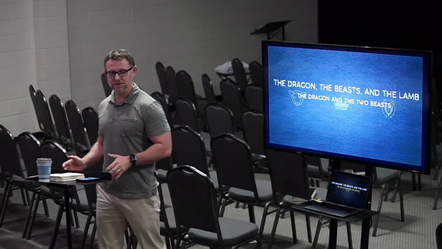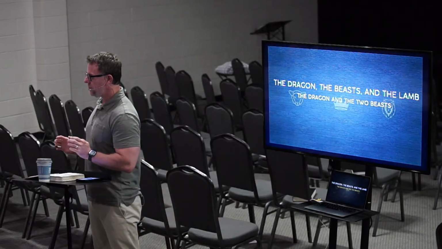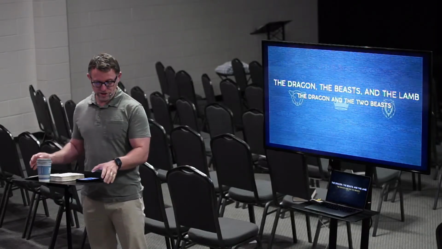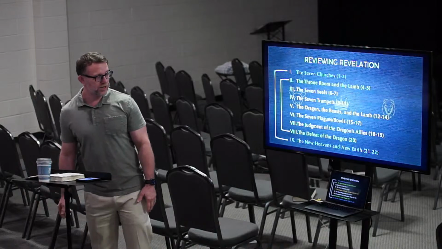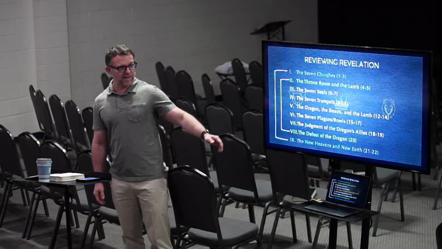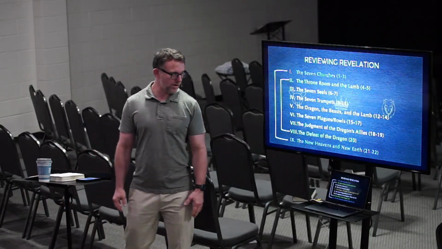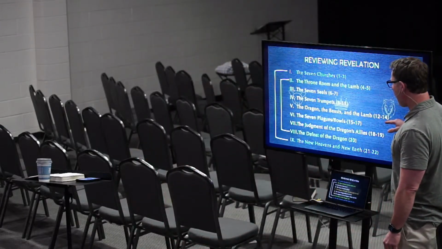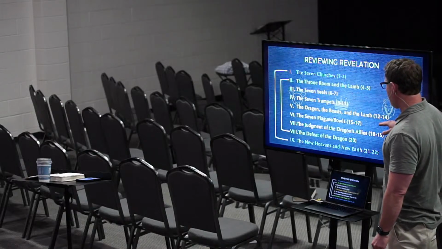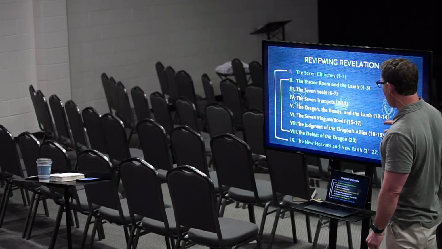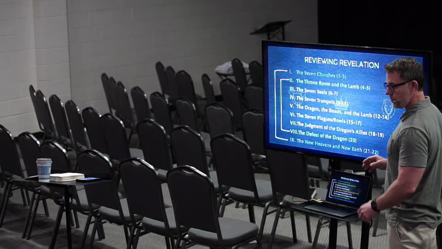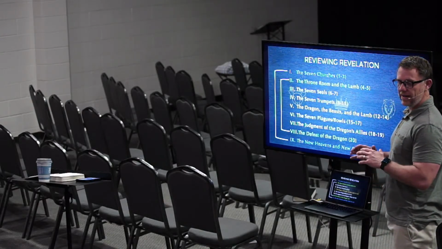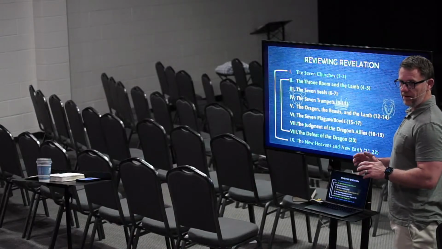Really, we're going to spend most of our time talking about these two beasts that are introduced to us in Revelation chapter 13. But just so you remember where we are, it's more detail on the back of your paper, but here we are in this middle section on the dragon, the beasts, and the lamb. This is where we are, okay? Chapter 13, so sort of the middle of this middle section. And this section, if you'll remember, is kind of like a break. It's a little bit of a parenthesis.